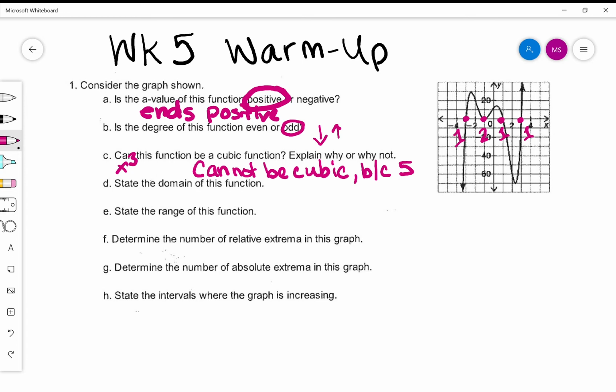All right. Okay, so I'm going to go ahead and erase this part. So that is what our answer would be for that.